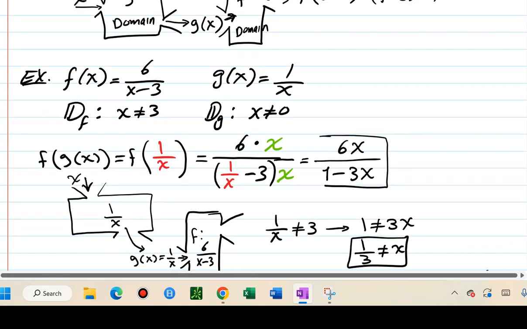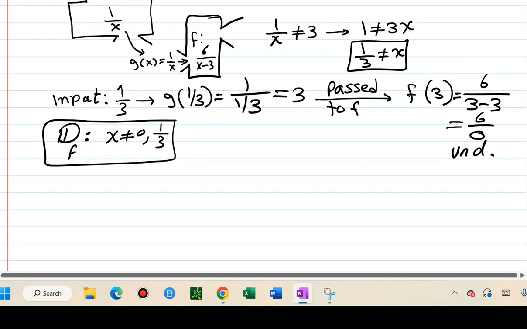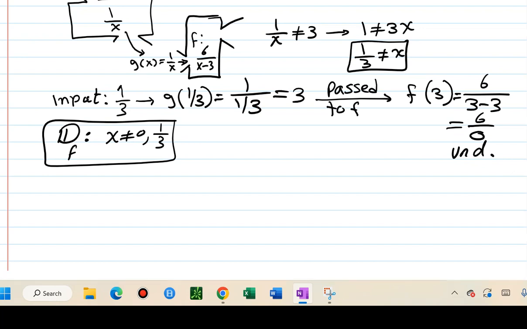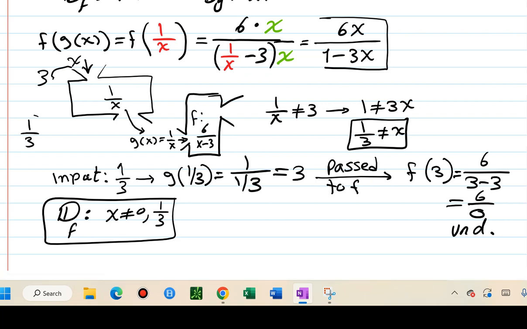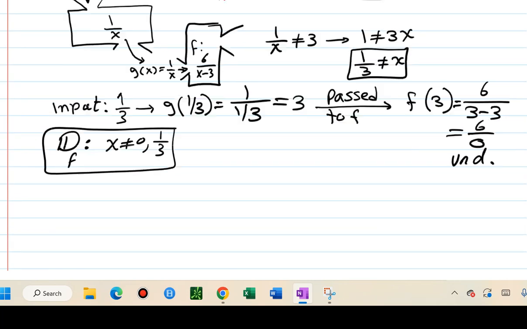Notice, by the way, we said f cannot process a 3, right? So the only time a 3 will enter this machine is when x is 1/3, right? So if I put 3 in at the beginning, that's fine. 1/3 comes out. See, when you put 3 in here, a 1/3 comes out, not a 3, and a 1/3 goes into f. f is okay handling 1/3, right? 1/3 minus 3 in the denominator, and it'll be able to handle it.